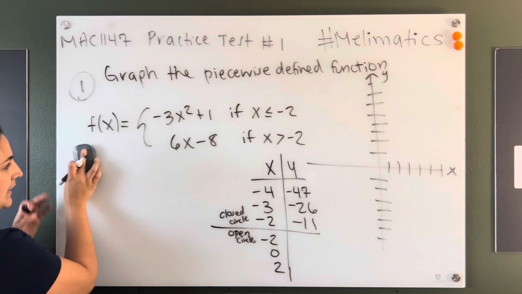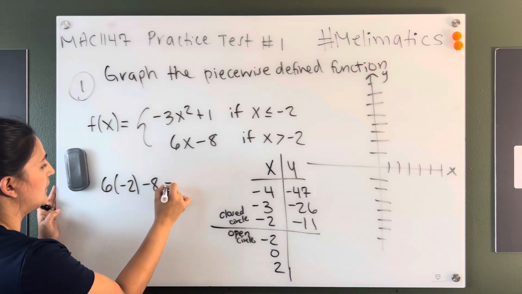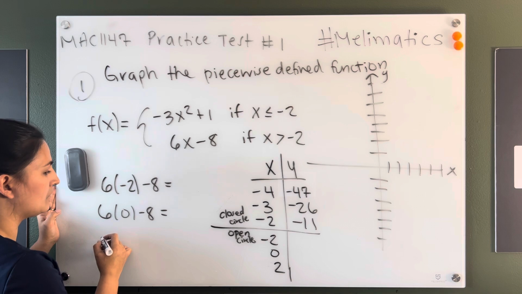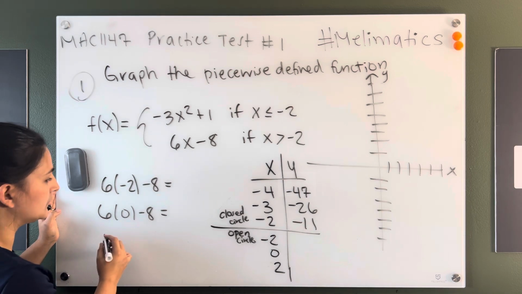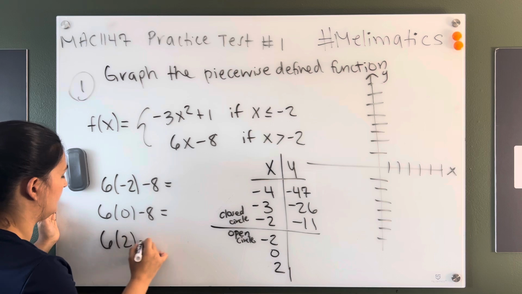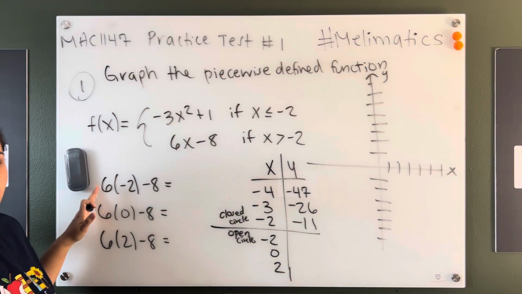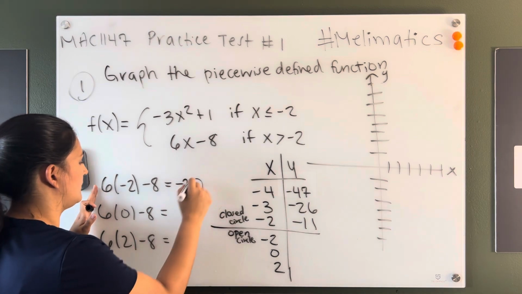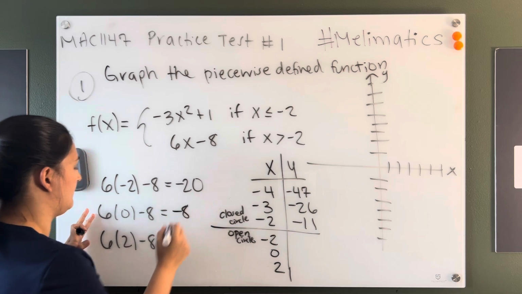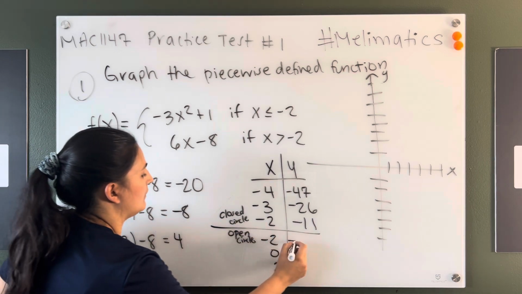All right, for the bottom is just a line. Plug in some more points. So let's plug in -2. Then we'll plug in 0, which is always a good one to plug in, because that will be your y-intercept. And plug in 2. Okay, so for this one, we get -12. -12 minus 8 is -20. Here we have 0 times 6, which is 0 minus 8 is -8. And then here's just 6 times 2, which is 12, minus 8 is 4.